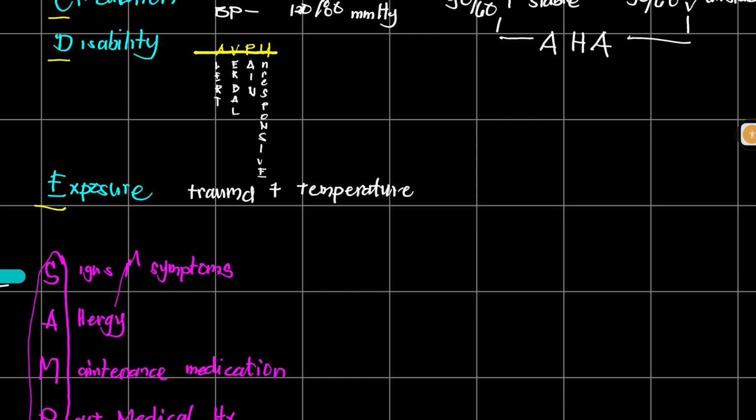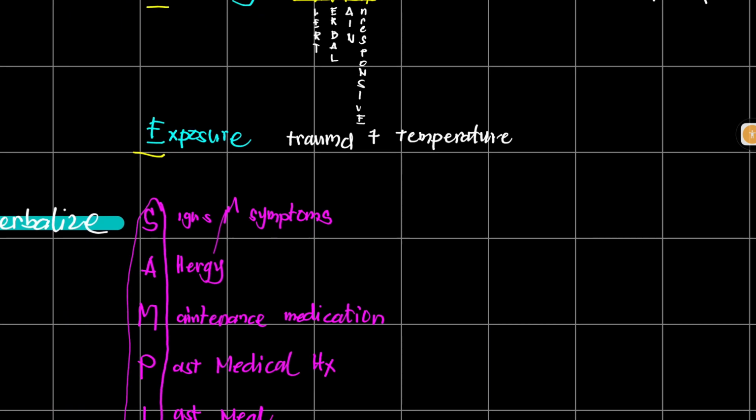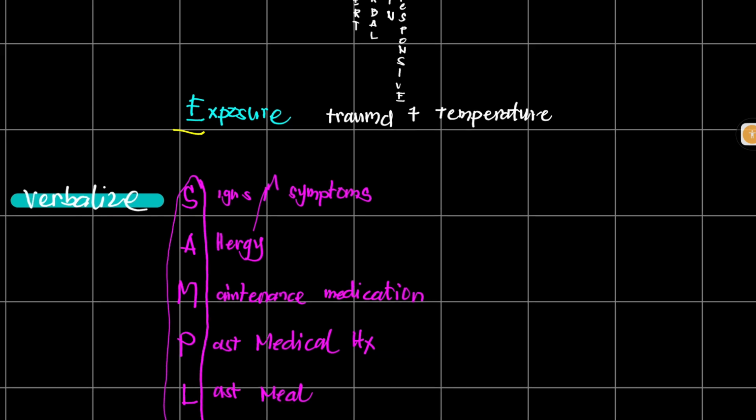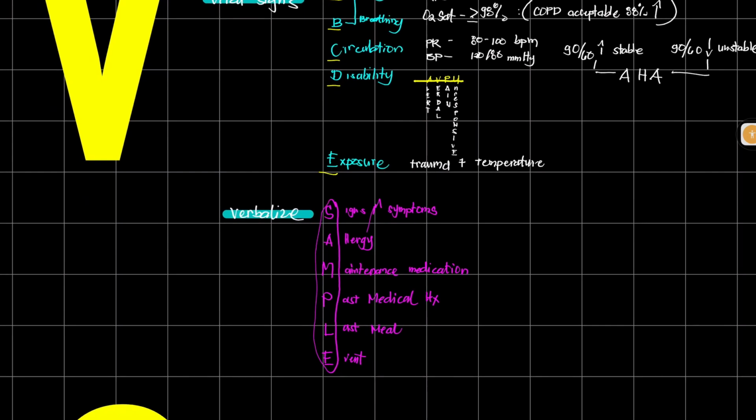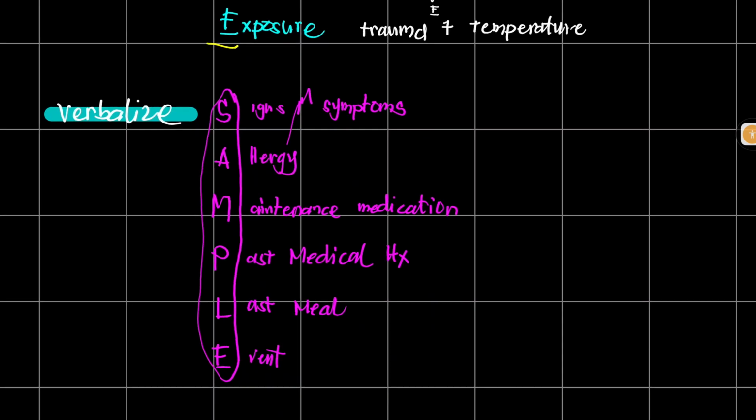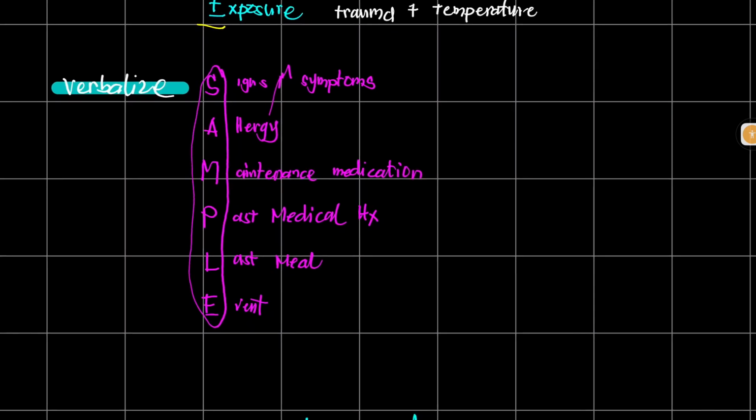Trauma and temperature. Check for any signs of trauma, bleeding in your patient, internal or external bleeding. Body temperature, you will rule out hypothermia or hyperthermia. Alright? We're still under V, which is verbalize.